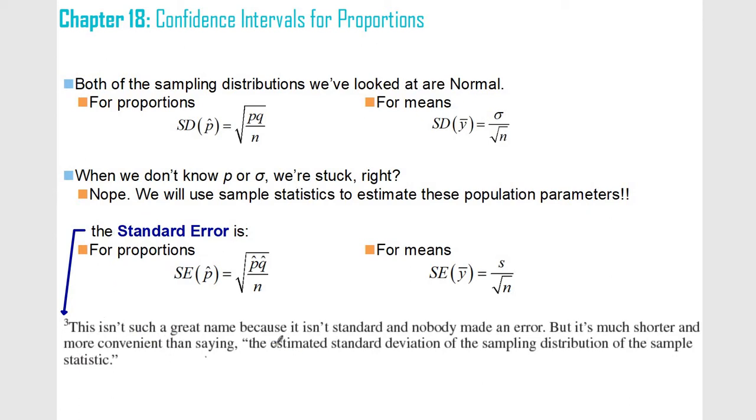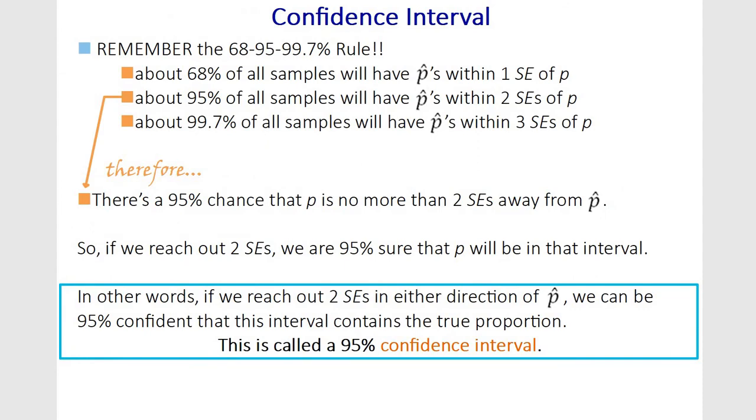Instead of saying the estimated standard deviation of the sampling distribution of the sample statistic, we say standard error. It's a very similar formula, but notice that we're using the sample statistics. Once we find that standard error, we can get the confidence interval. Then we can still use our old rule.